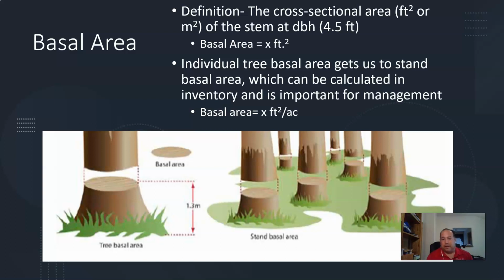The idea of individual tree basal area, though, becomes important in the idea of stand basal area, because the size of the tree is going to be important in this whole thing, because we talk about a per acre basis for a lot of this stuff, and so we need to know the size of each individual tree to know how much wood is there, and then the idea of how much wood does each one of these trees take up in an acre.